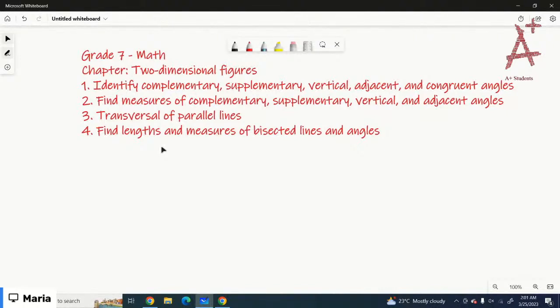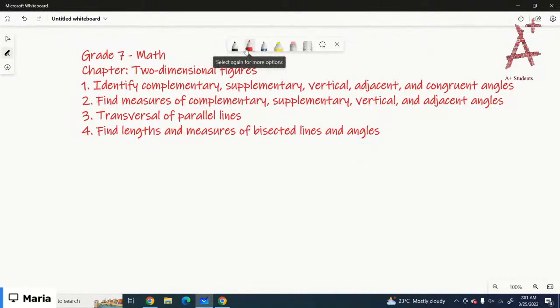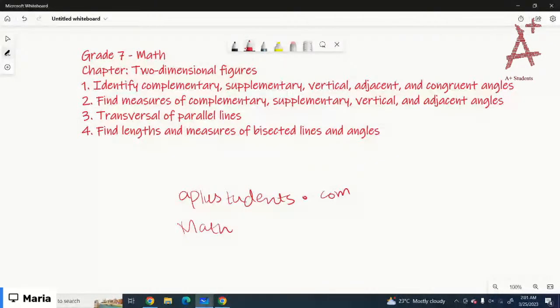So we're going to start with grade 7 maths. You can find all the lessons on aplusstudents.com. You have to log in there using your email address and password as provided by the administrator. Then you have to select math from the subject tab, scroll down to grade 7, and then click on view all lessons.